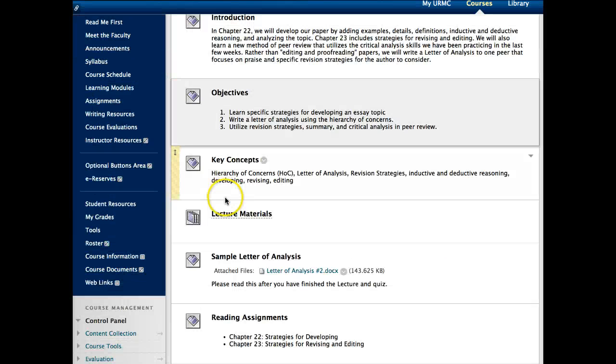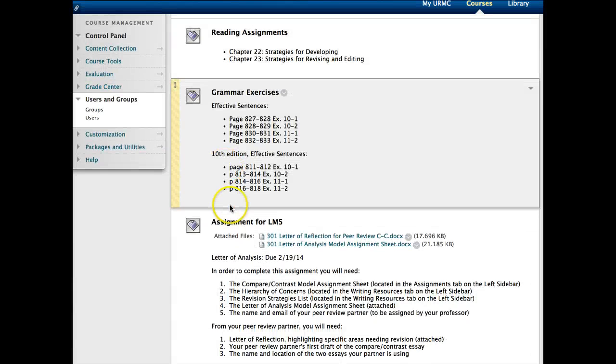So what you're going to be doing this week is uploading your first draft to me, but you're also going to be emailing it to your partner with your letter of reflection for peer review, so that your partner knows what you want them to focus on.